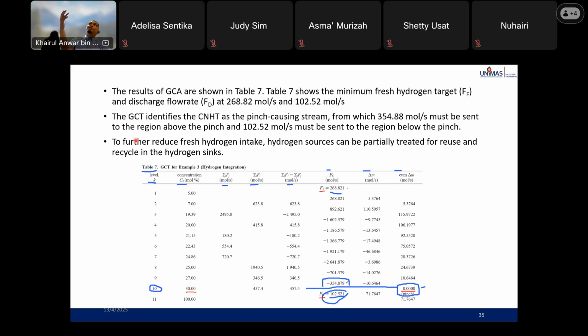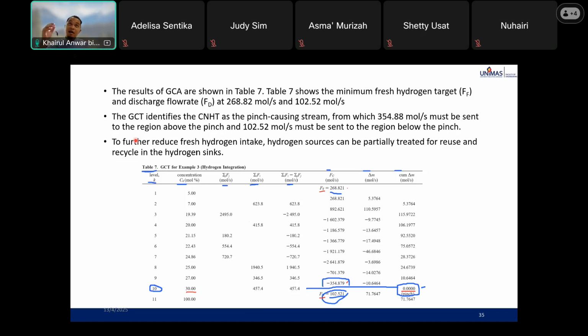Further of the pinch point, because based on the table 7 here, the pinch occurs at level K10. This is the last one. So meaning all the remaining stream at the sink or source is actually above the pinch. So you can actually divert it to some place that requires this source. Okay, good. Because in this paper, they didn't give the network design.